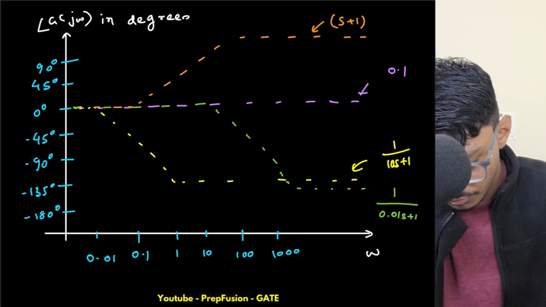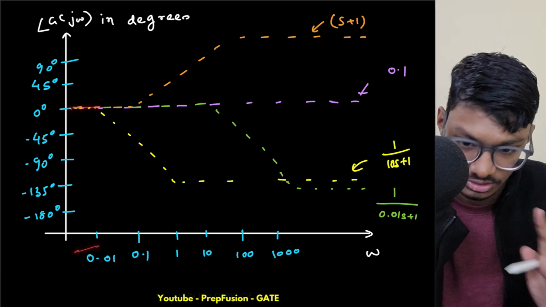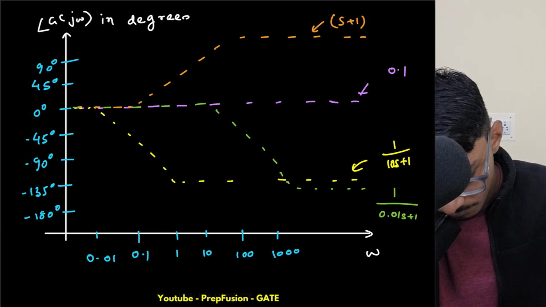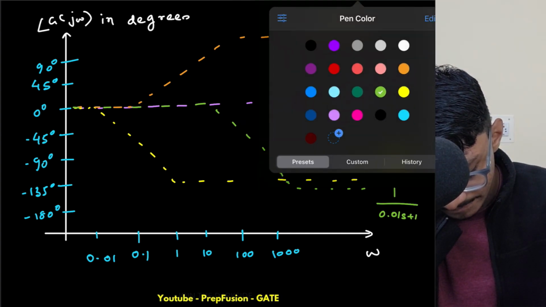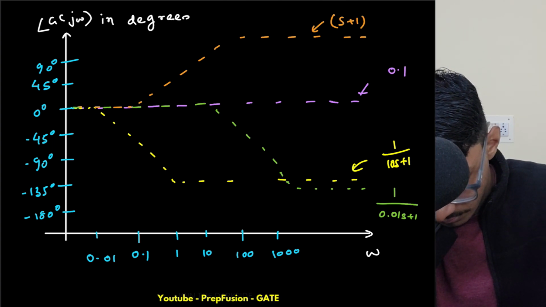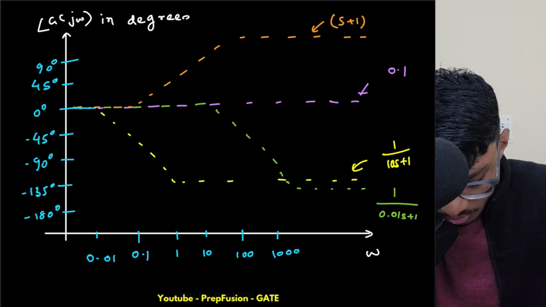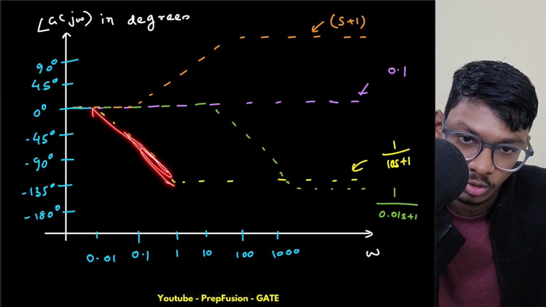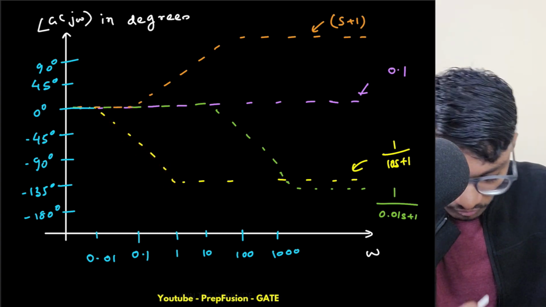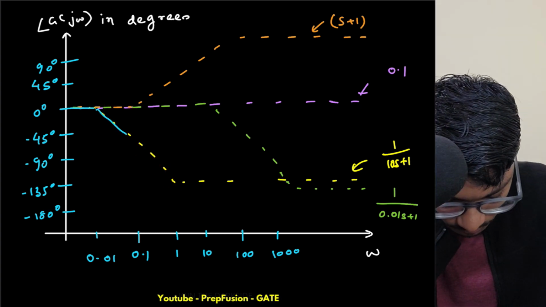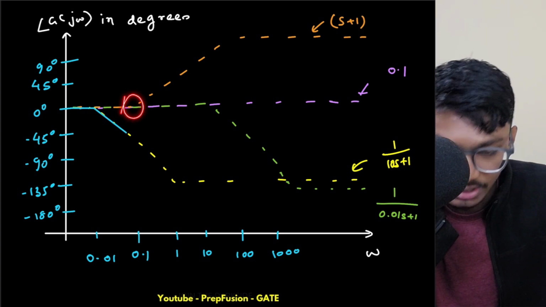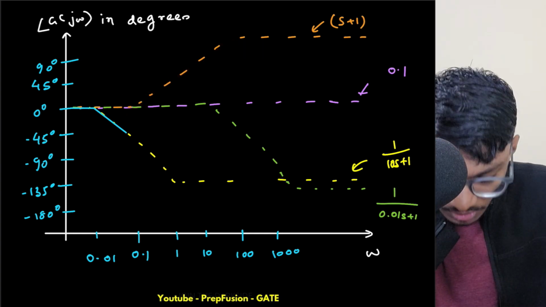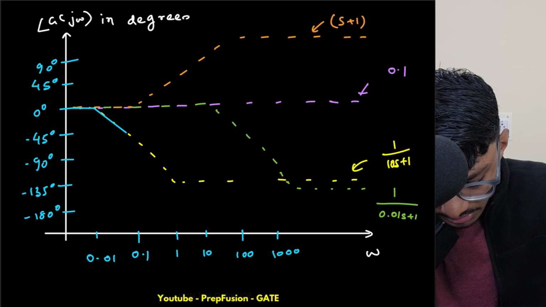So first, before this 0.001, everything is 0. So I start with 0. So now after 0.001, what is happening? This is providing me a slope of minus 45 degree per decade. Everything else is 0. So I will follow this one until here, because again I encounter a zero which is also providing me plus 45 degree slope. So obviously I will become constant until here.